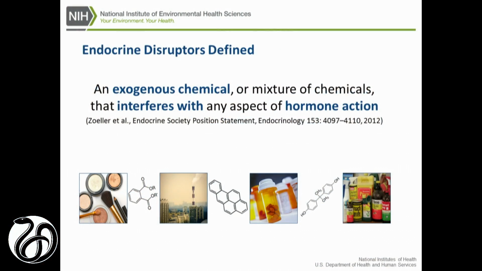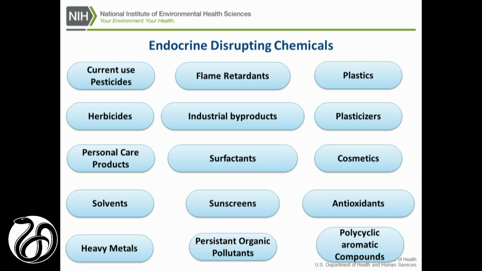An endocrine disruptor is defined as an exogenous chemical or mixture of chemicals that interferes with any aspect of hormone action. We can now make a list of over 800 chemicals that have some endocrine disrupting activity, and they fall into all of these different classes I've shown here. The point being, these were chemicals designed for a specific purpose, but also had a side effect that they can interfere with some aspect of the endocrine system. They include pesticides and flame retardants and plastics and cosmetics, personal care products, sunscreens, a wide variety of chemicals.